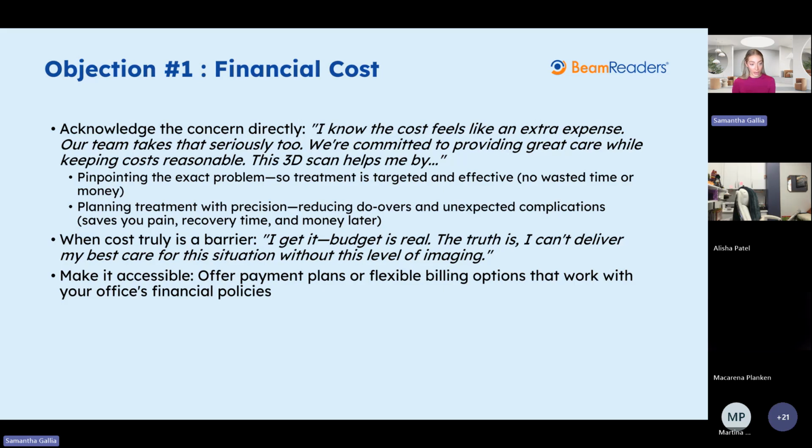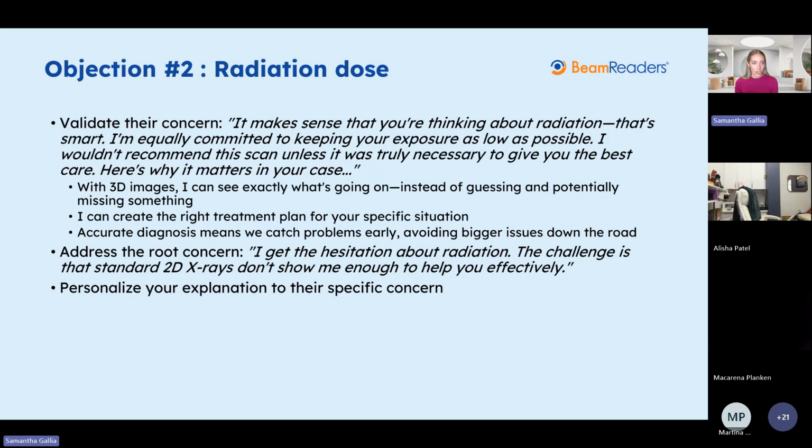When cost is truly a barrier, which sometimes it is and sometimes it isn't, you want to address that directly, and then be honest and say that you can't deliver your best care for the situation without this level of imaging. And again, it doesn't take the liability off your hands if the patient can't pay for it. So I encourage you to make it accessible: offer payment plans, flexible billing, anything that works within the confines of your specific office's policies to make it more accessible for patients.